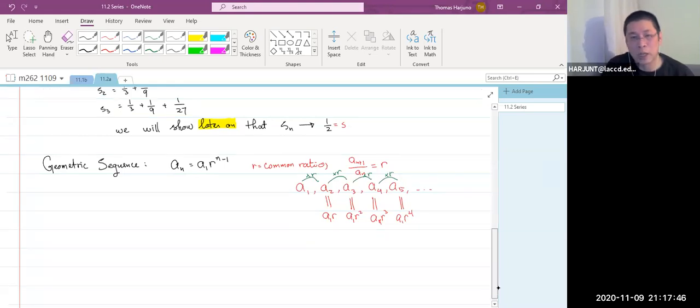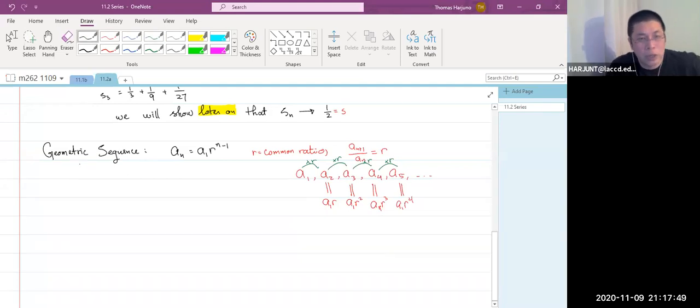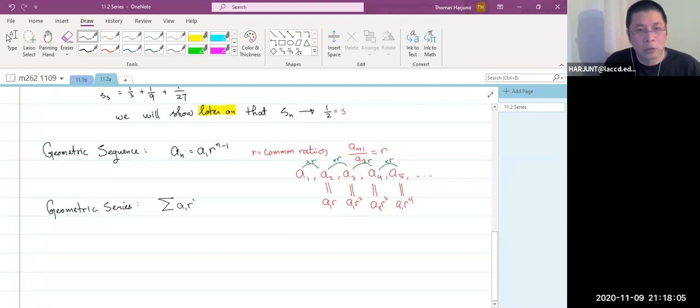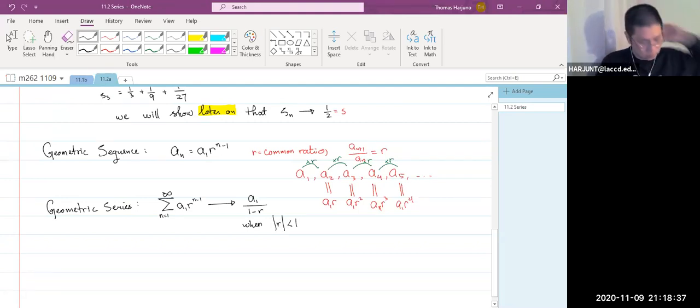Now we want to show that the geometric series, the sum of the first term times r to the n minus 1 from n equals 1 to infinity, is convergent to a sub 1 over 1 minus r when the magnitude of r is less than 1. Proof.